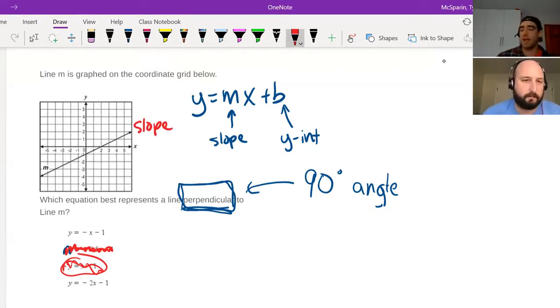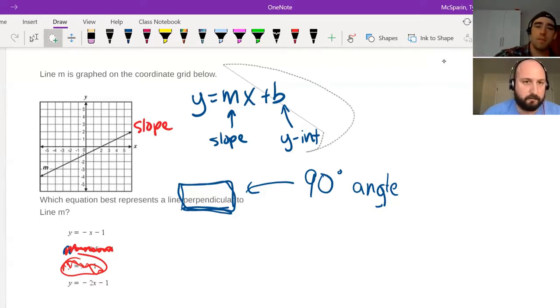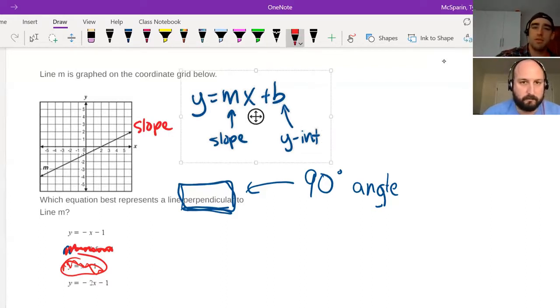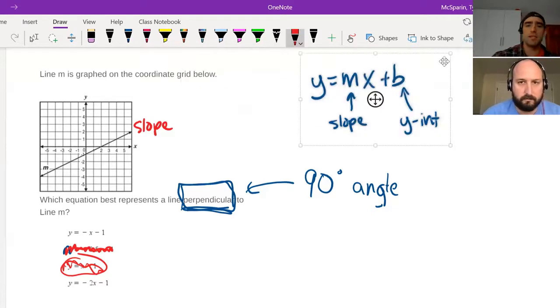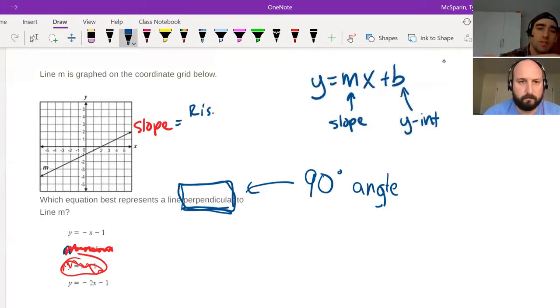Now, a thing I want to remind you of that you may not remember from your geometry days long ago is that slope, along with being m in that equation, is also a great way to think of it as rise over run.